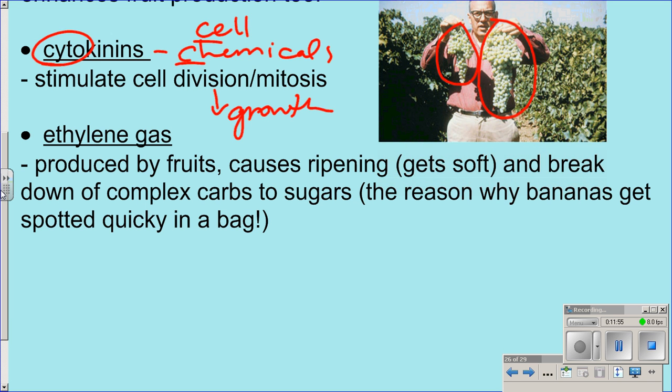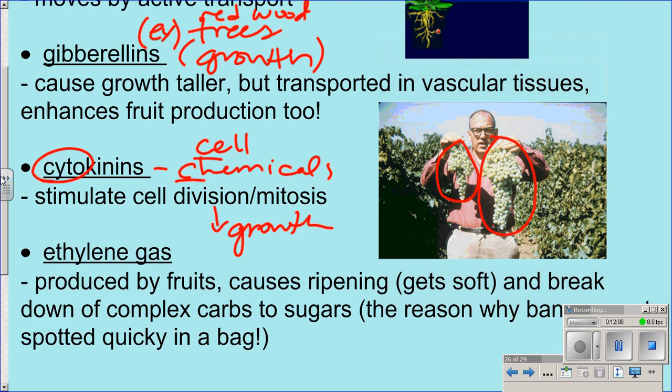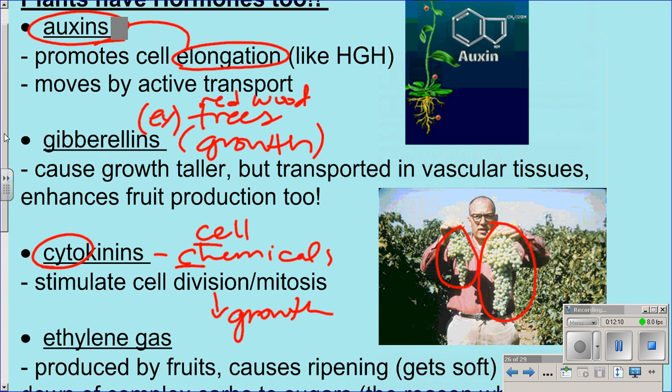All right, so what were gibberellins for? Growth, specifically growth of what? Fruit. Cytokinins? Cell division. And then auxins? Right, so just growth hormone, but elongation, not so much fruit production.